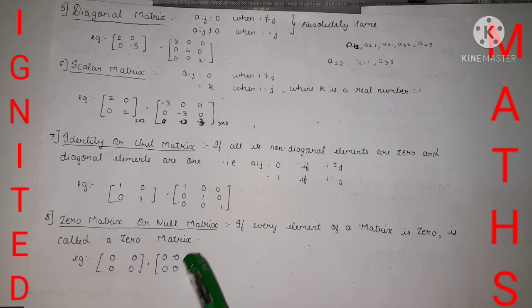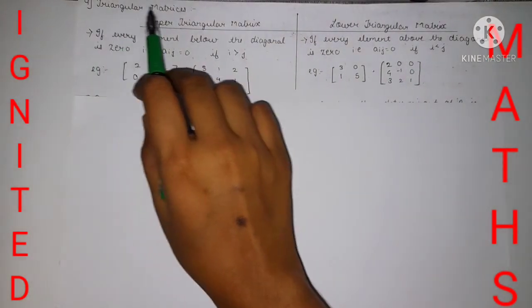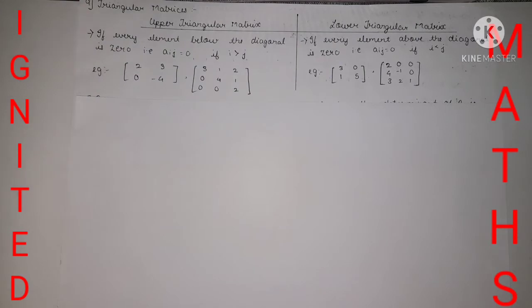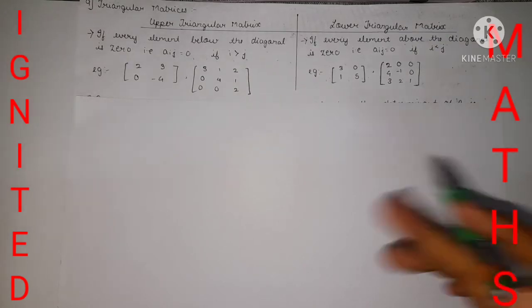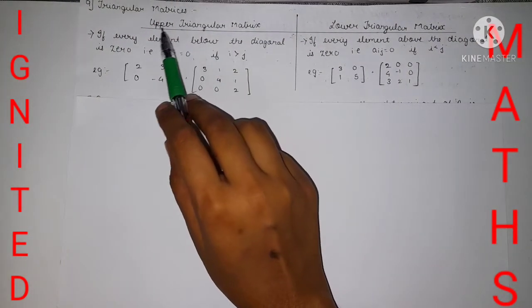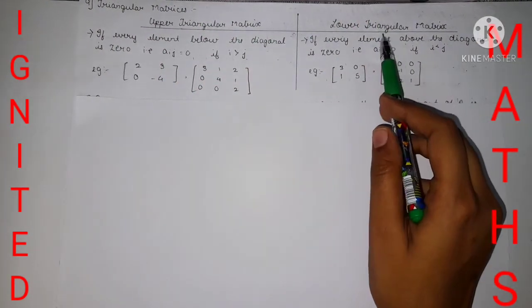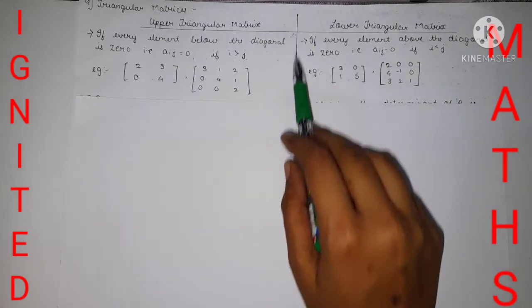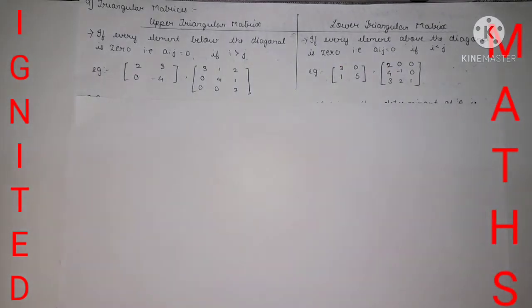If each and every element of the matrix is 0, then it is called a zero matrix. Next, the different types of matrices: triangular matrices, which is one of the most important matrices in the chapter and in the syllabus. There are two different types of triangular matrices, upper triangular and lower triangular. I am going to explain the difference between both so that the concept will be clear.